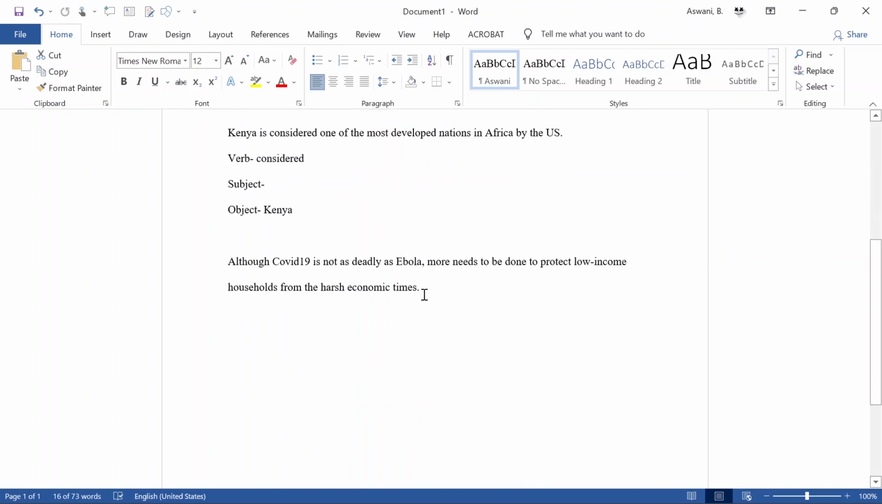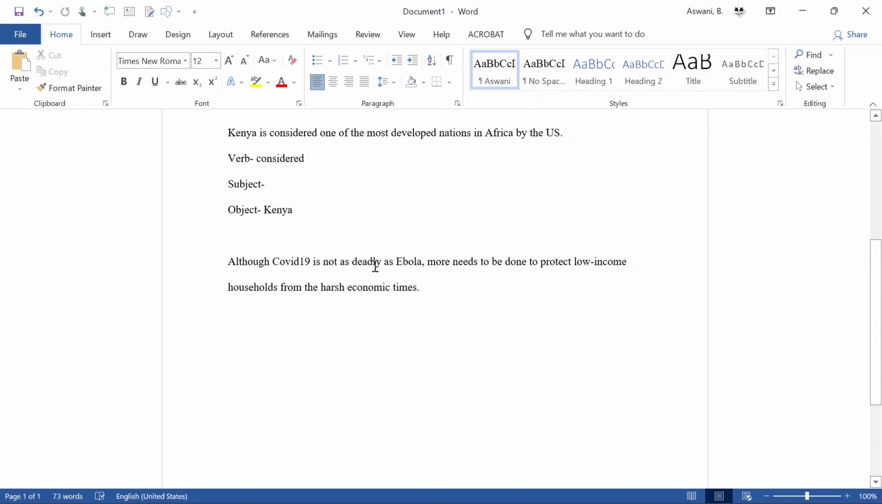So at this point again, although COVID-19 is not as deadly as Ebola, more needs to be done to protect low-income households from the harsh economic times. If you look at this sentence, this is a compound sentence. It has two sentences. The first part is COVID is not as deadly as Ebola. We can split this into two sentences: the first sentence can be COVID is not as deadly as Ebola, full stop. The second bit will be more needs to be done, blah, blah, blah. So we can just remove the word although, put a full stop here and start another sentence. So this is an example of a compound sentence.